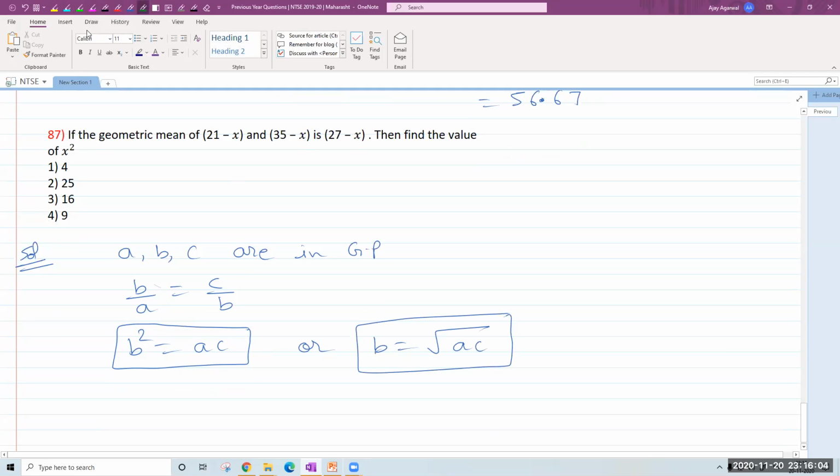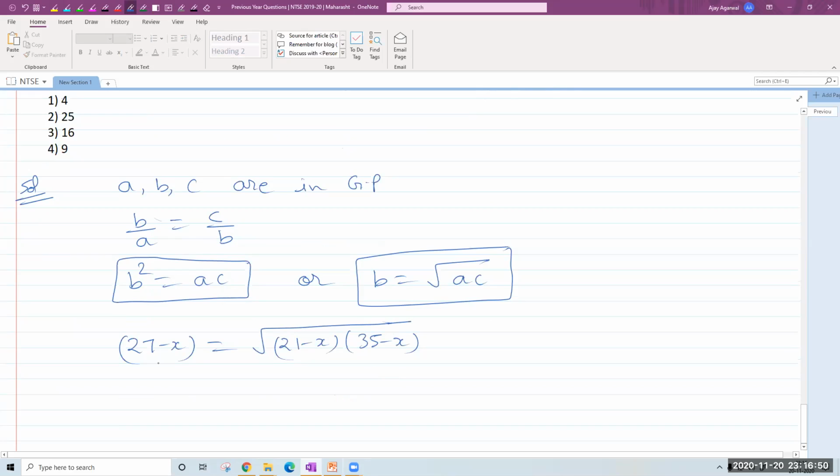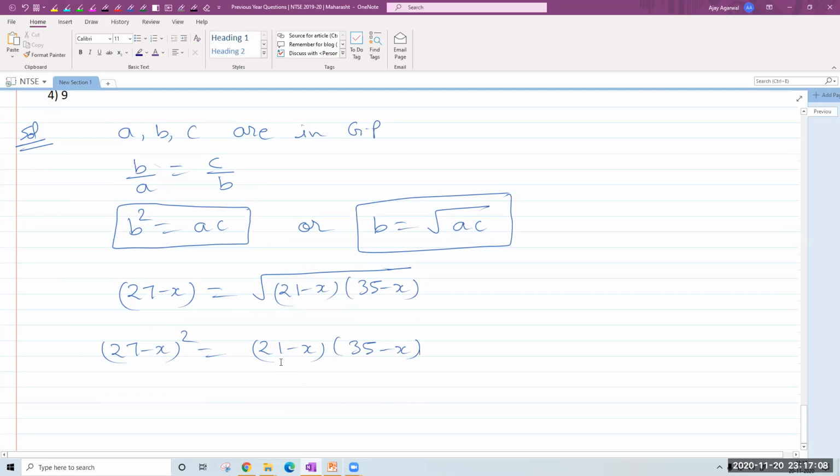So if the question says these three numbers are in GP, find the value of x square. If these numbers are in GP, what will we do now? Which is the middle number? Okay, so not a middle number. If they are saying the geometric mean of A and C will be 27 minus x, so 27 minus x equals square root of (21 minus x)(35 minus x). This is given in the question, that the mean 27 minus x equals the square root of the product of these two. Now we will solve this, square both sides. (27 minus x) whole square, removing the square root we get (21 minus x) and (35 minus x).